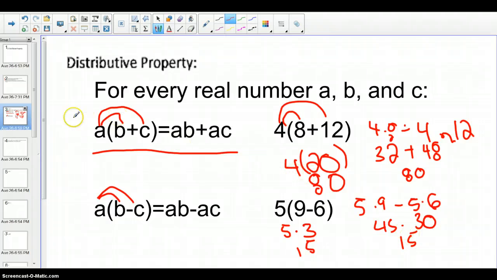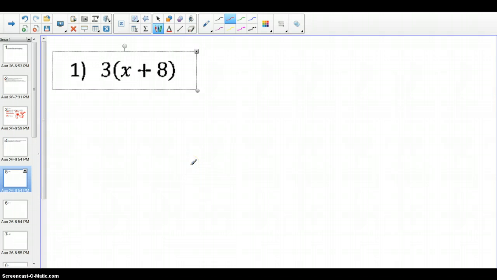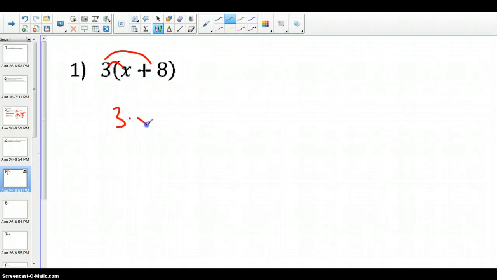So let's look at some examples here. What we're going to try to do right now is look at whether we are able to apply the distributive property and put it in the simplest form. So let's look at this first example. We have 3 times the quantity x plus 8. Now the distributive property says that I should take the 3 to the x and the 3 to the 8. So I'm going to do 3 times x plus 3 times 8. Well, 3 times x is just going to be 3x. And then 3 times 8 is 24.